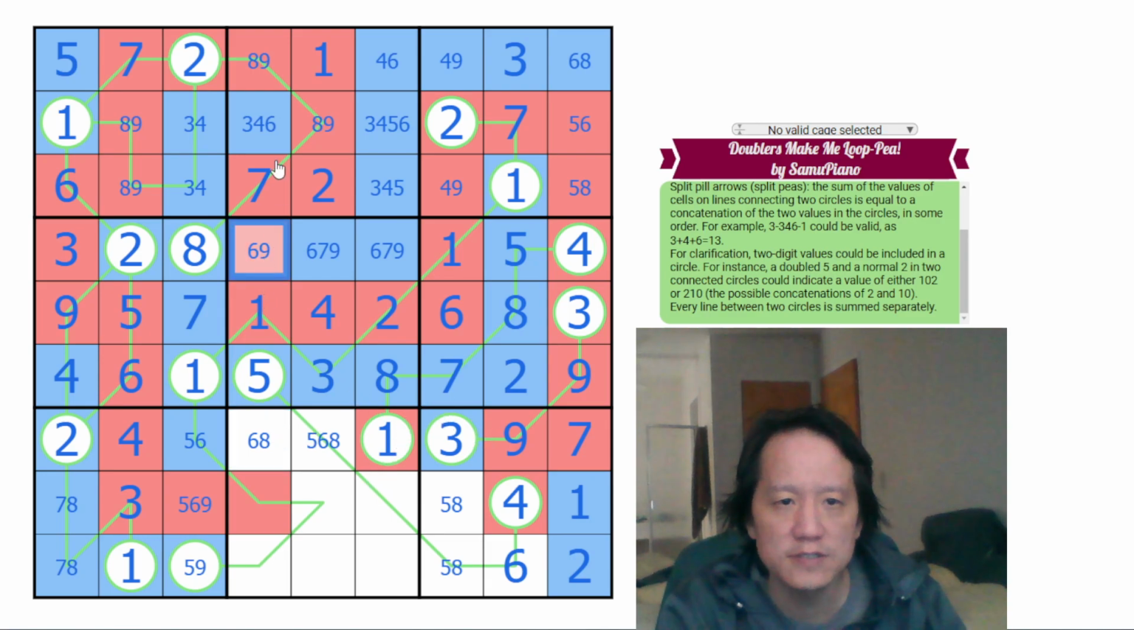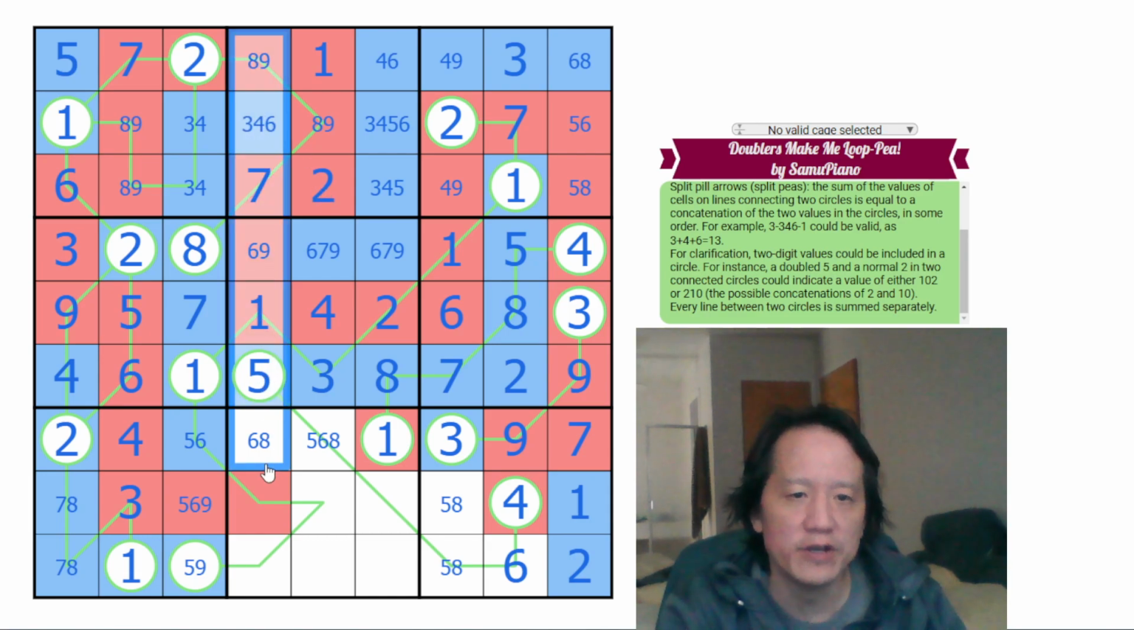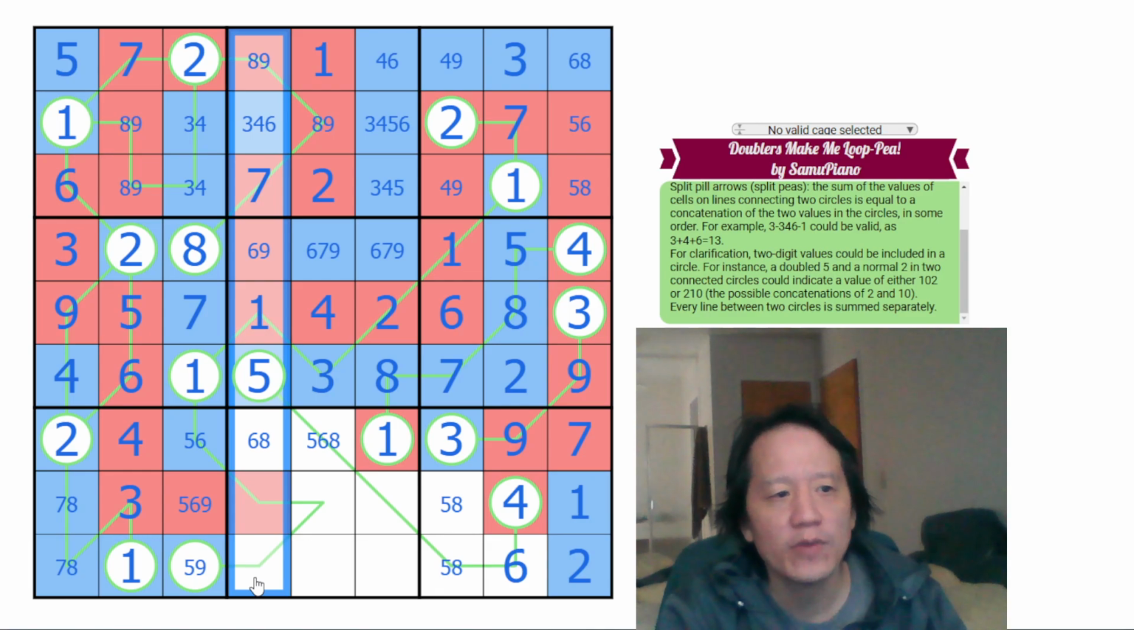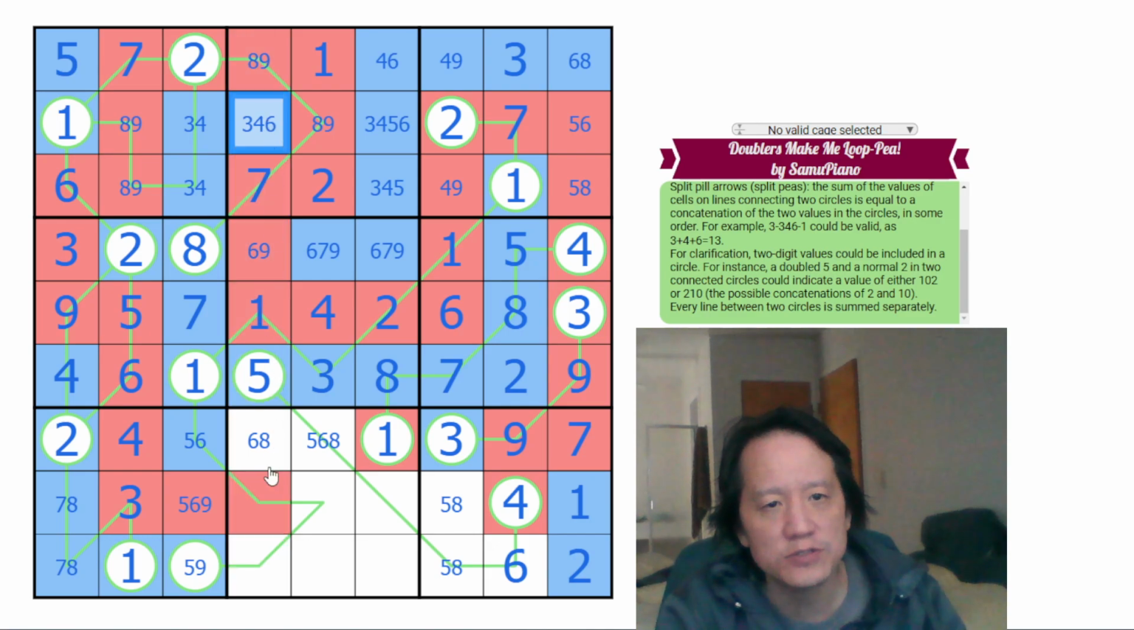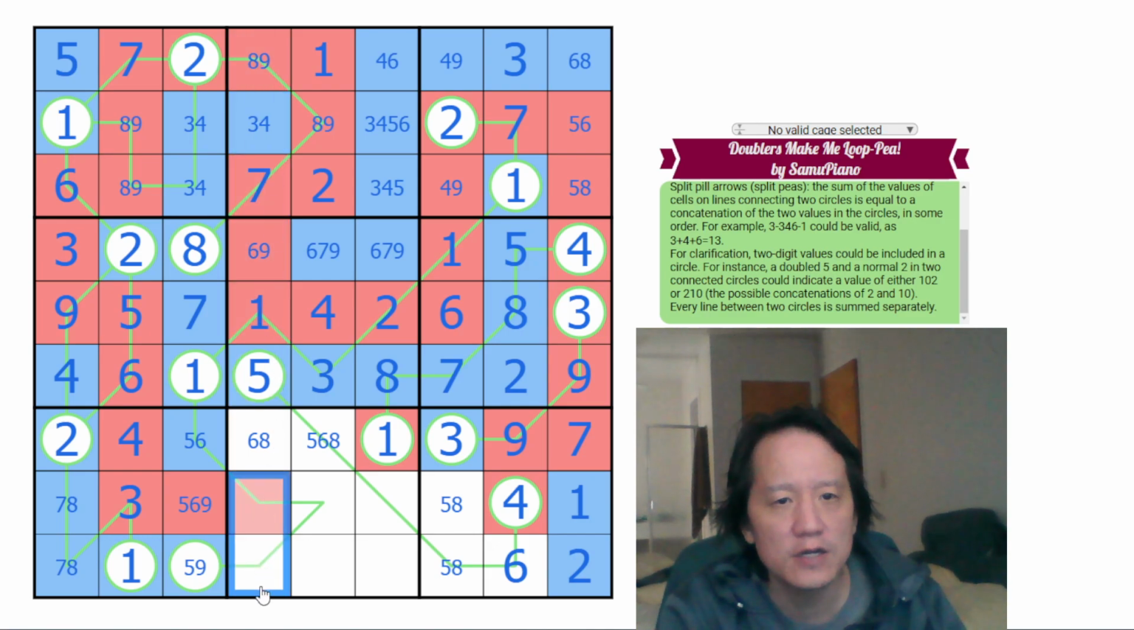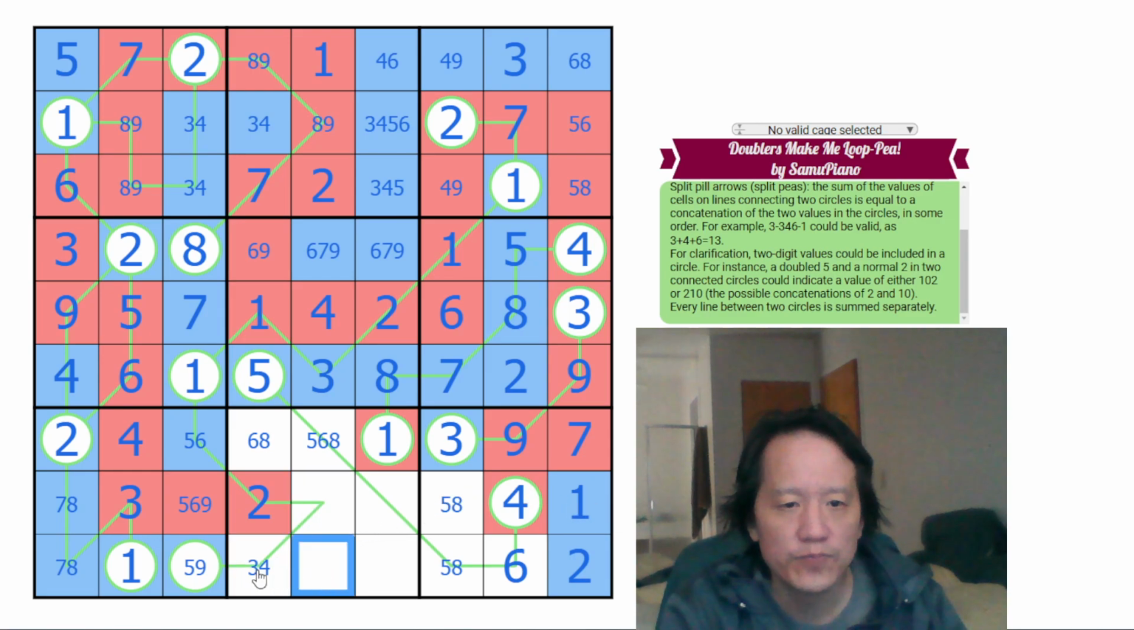We have a 6, 8, 6, 9, and 8, 9 pair. So there can't be a triplet actually in this column. So it cannot have a 6, 8, or 9 in any of the other cells in that column. So this can't be 6 or 9. So this is 2, 3, or 4. Because of Sudoku, this has to be a 2. This can't be 2. That's 3 or 4.